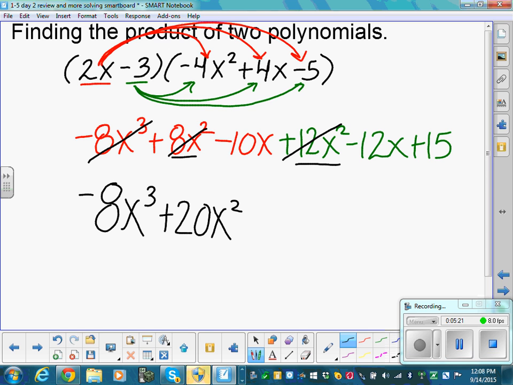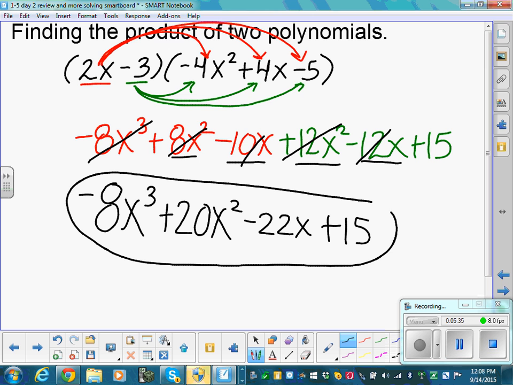And then we have negative 10x minus 12x. If we add this up carefully, we're actually going to have negative 22x's. Negative 10x's minus 12 more x's is negative 22x's. And then we have our plus 15. We combine all like terms. This is our answer. There's just a lot of room for error, as you can see, so you got to be careful, careful, careful. Okay, moving on.